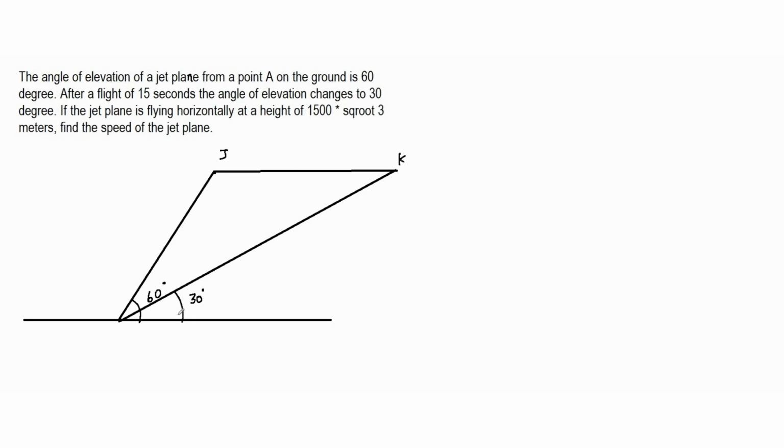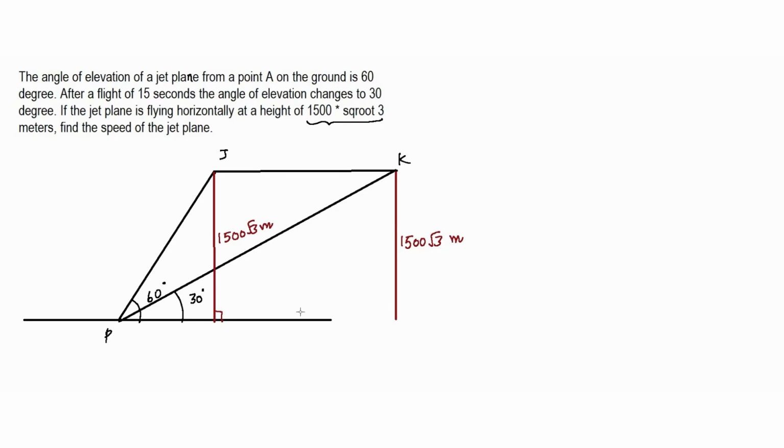Let this particular point be K, let this point be P. And the jet plane is flying horizontally at a height of 1500 multiplied by square root of 3. That is, the perpendicular height of this plane is not changing. It is flying horizontal. So I can say that this perpendicular height is given to me as 1500 times square root of 3 meters. This is the perpendicular height of this particular plane, right?